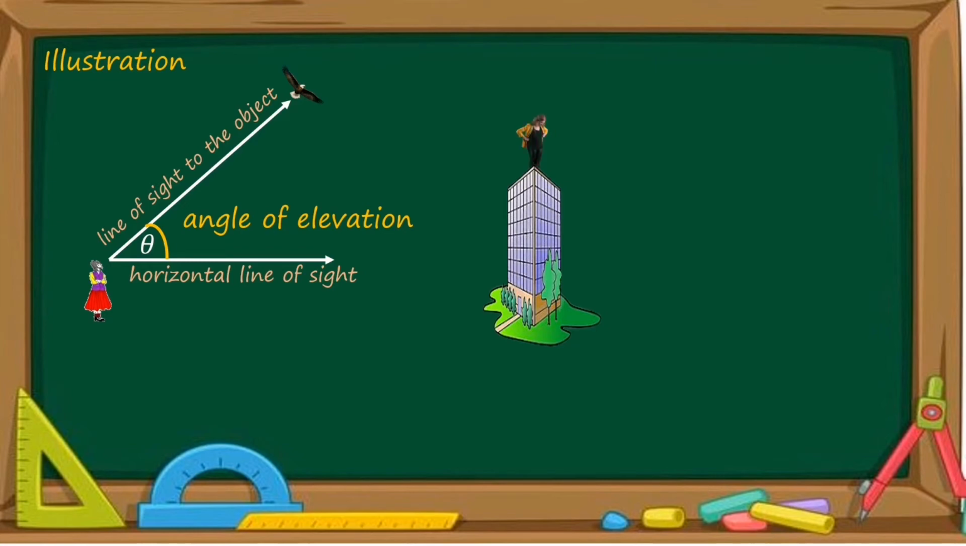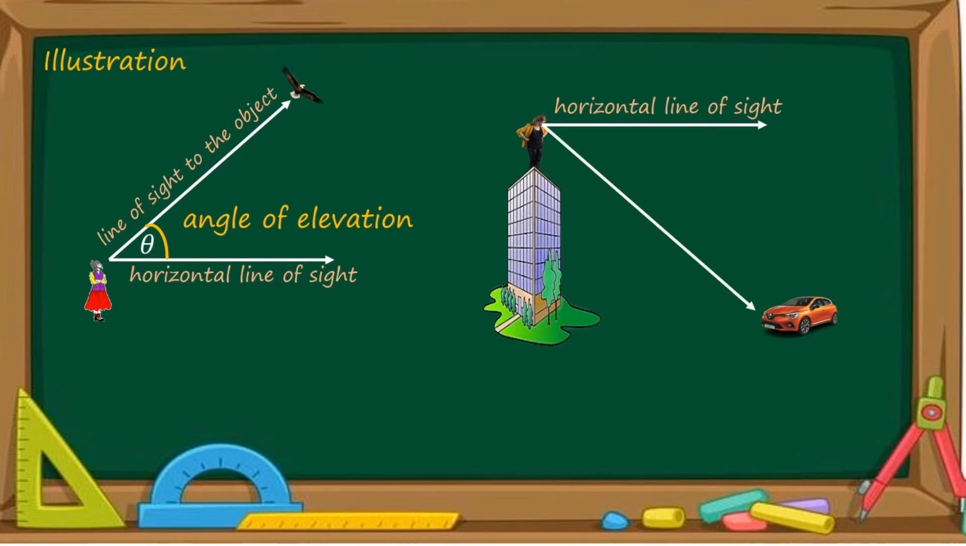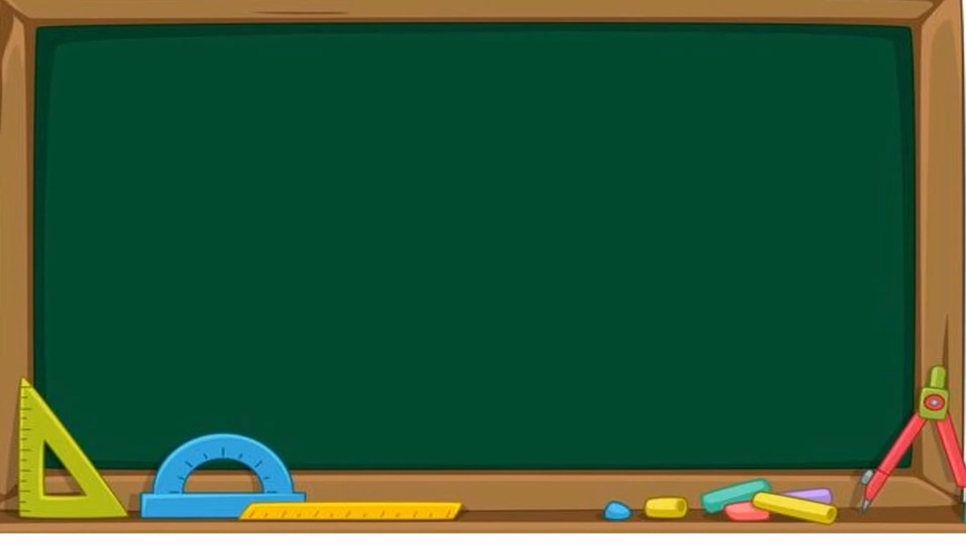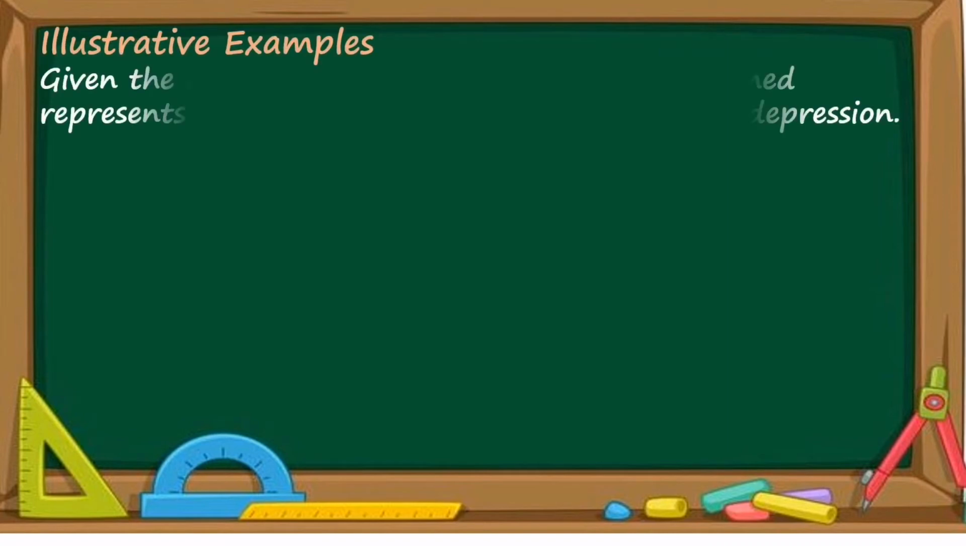There is a woman on top of it. The line from her eye level is the horizontal line of sight. If she moves her eye to see the object down the building, which is the car, the line from her eyes now to the object is the line of sight to the object. And then the angle formed from the horizontal line of sight to the line of sight to the object is the angle of depression. To continue, let us answer the following illustrative examples.